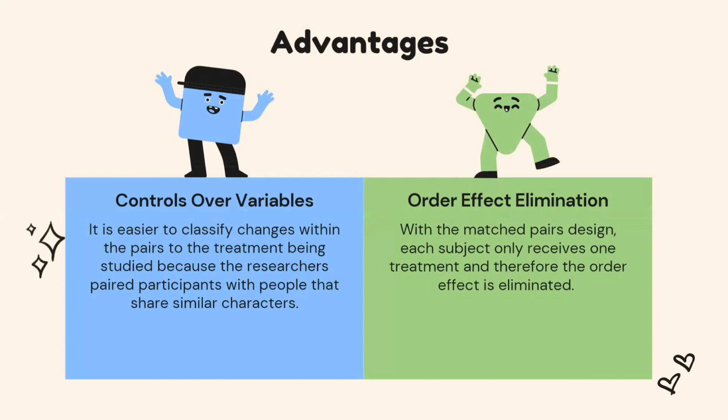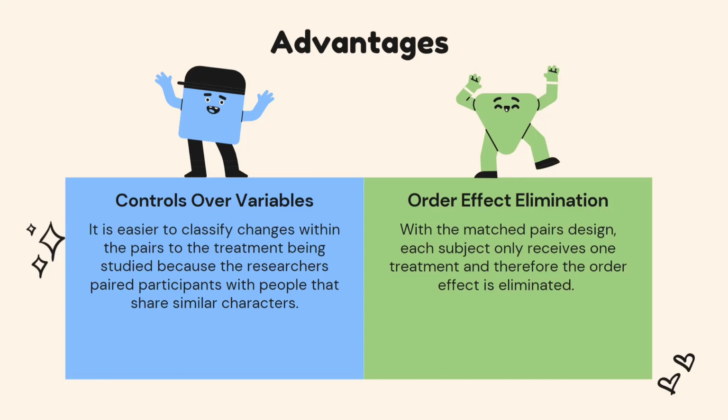Okay, and in this part, I will talk about the advantages of this research. The first advantage is control over variables. It is easier to attribute changes within the pairs to the treatment being studied because the researchers pair participants with people that share similar characteristics, which directly reduces the lurking variables in participants' variables. For example, both age and gender can have a significant effect on weight loss. By matching subjects based on these two variables, we are eliminating the effect that these two variables could have on weight loss, since we are only comparing the weight loss between subjects who are identical in age and gender.